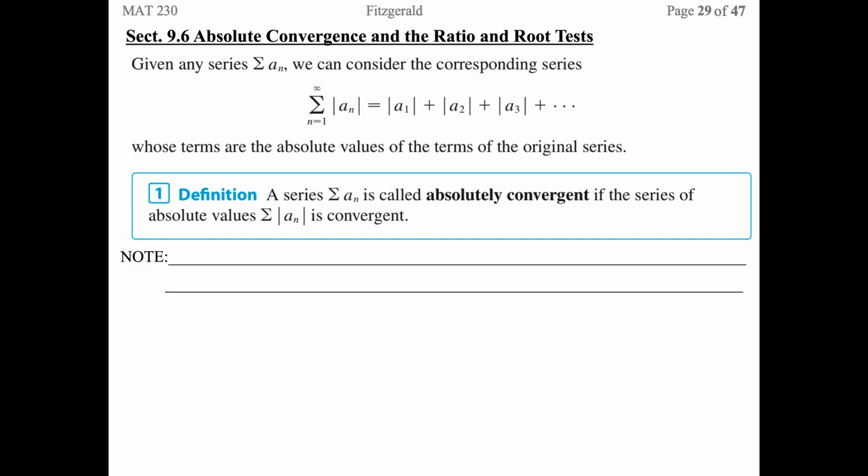Welcome to 9.6, absolute convergence and the ratio and root test. So here, in this video, we're going to talk about absolute convergence. So given a series, summation of a sub n, we consider the corresponding series.